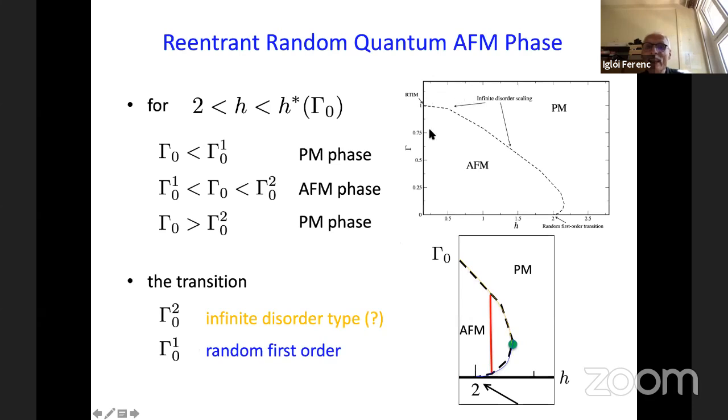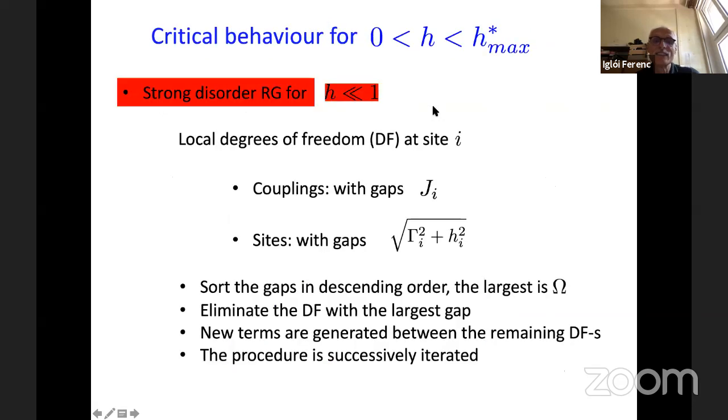So in this regime, we try to make a strong disorder renormalization calculation in the case when this H is small. So we are very close to this fixed point, and we are interested in what is going on here. The strong disorder renormalization group was already used by Daniel Fisher for the model without transverse field, without longitudinal field. The following should be done.